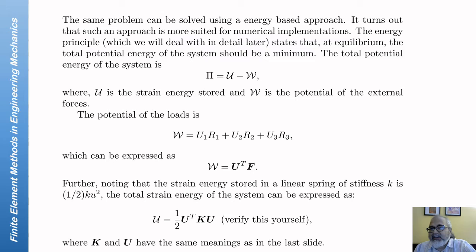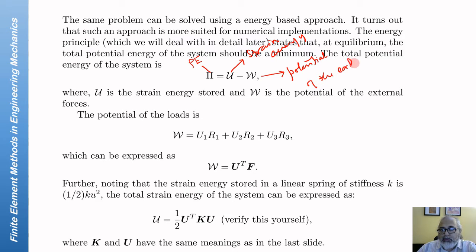So the potential energy of a structure is a minimum at equilibrium. The potential energy of a system, which we are going to call pi, is defined as the strain energy stored in the system, U, minus the potential of the external loads, W. So this combination, U minus W, has to be a minimum if the system is in equilibrium.